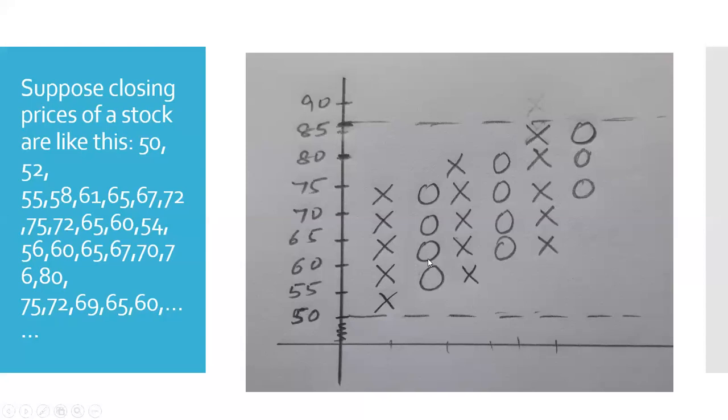So the decrease in prices through O's is to be shown in a separate column. From 65, it is going to 60 and then 54. So two O's up to 55 are there. And again, it has started increasing. So accordingly, crosses have been put, right? So in this way, this congestion area of X and O's is formed.